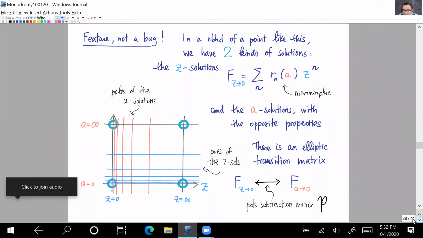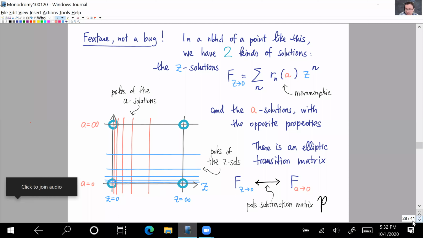And then there's the other kind of solution, so I have two kinds of solutions of the same system of equations. It means they're related by an elliptic transformation: if I take the ratio, there will be an elliptic matrix that takes one to the other.